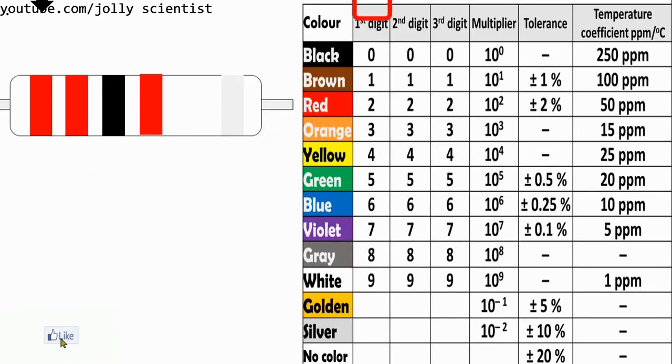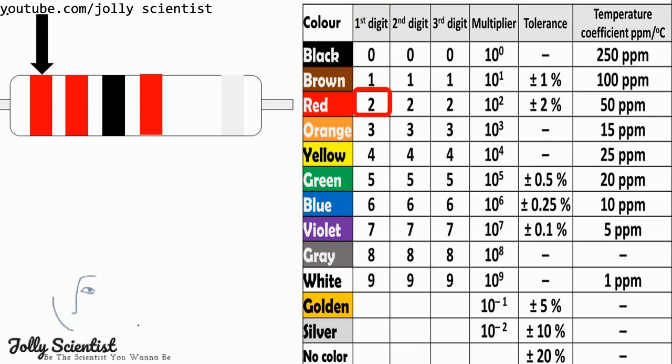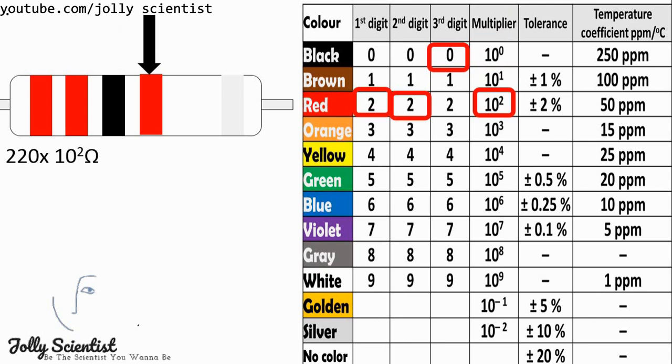Let's solve one. The first is a red. The second is a red. The third is a digit, which is a black. The fourth is a multiplier. So we're having 220 times 10 to the power of 2. And the fifth color is silver, which is plus or minus 10%.